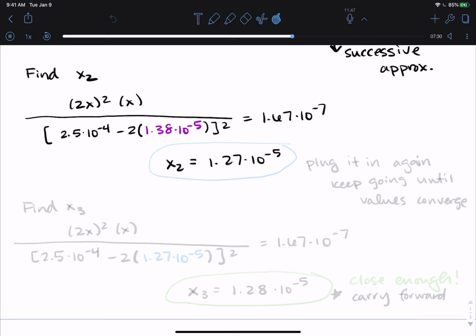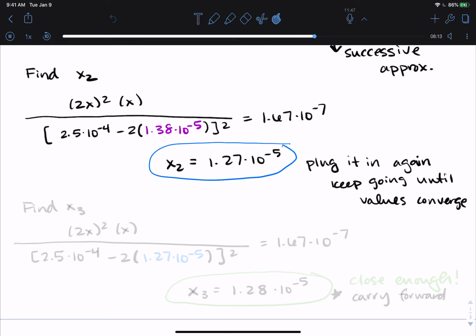And so, okay, we have some other x value. We need to know what to do with it from here. Well, the answer is that you plug it in again, right? So we will successively approximate x and keep going until the values converge. It's not as bad as it sounds. Let's plug this in one more time. Again, I'll put this in, we'll color it in blue.